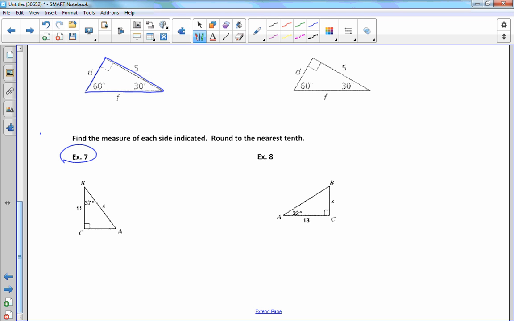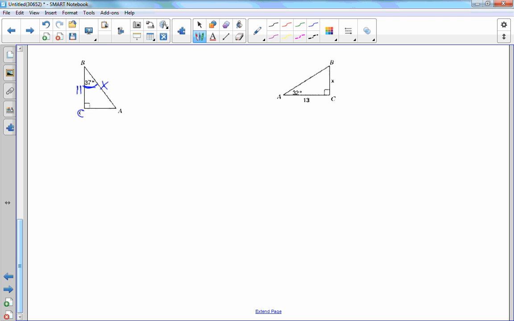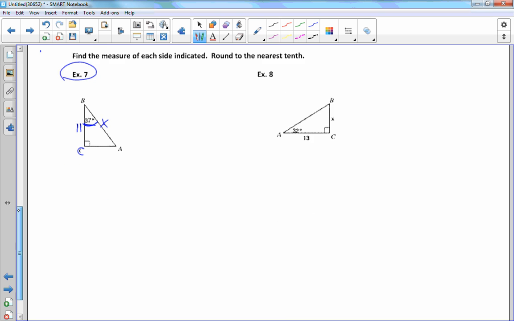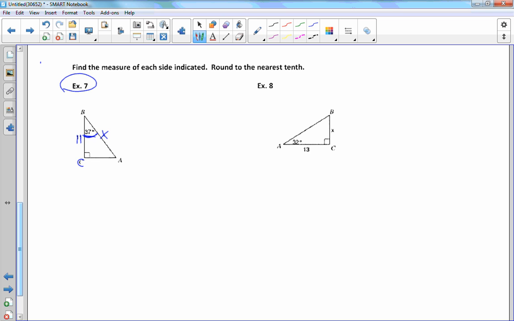Ooh, that one 11. Is that what that is on your paper? An X and a 37. Okay. I'm going to find X. Notice where your theta is. 37 is your theta. You have to label your triangles correctly or this will never work. So go ahead and label your hypotenuse, opposite, and adjacent sides. If they get labeled incorrectly, then all your work is going to be wrong. So make sure you learn to label correctly.